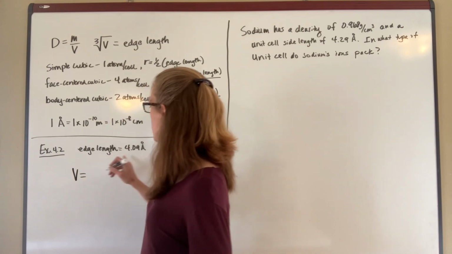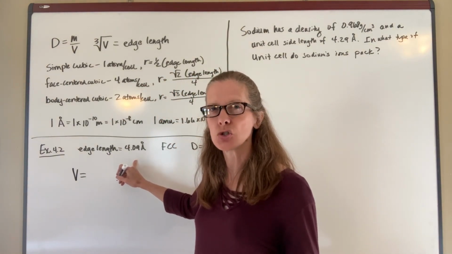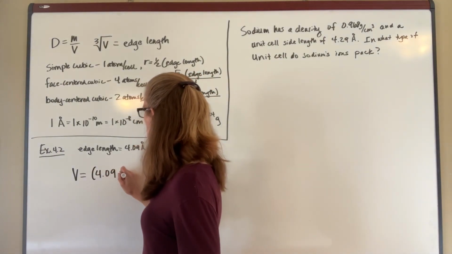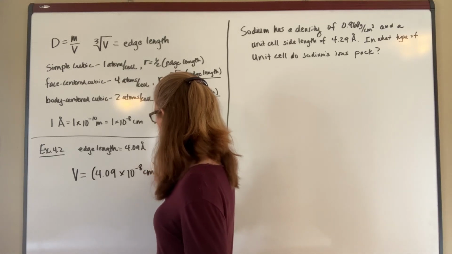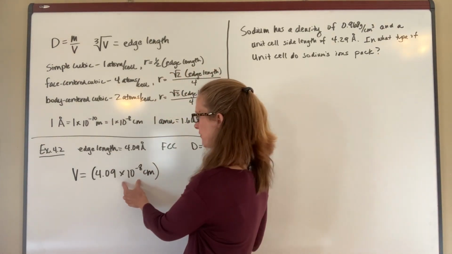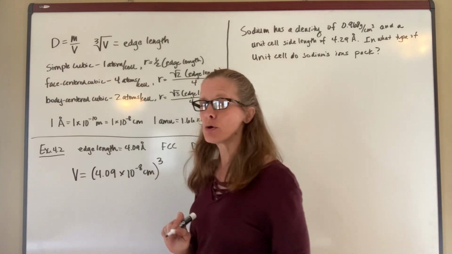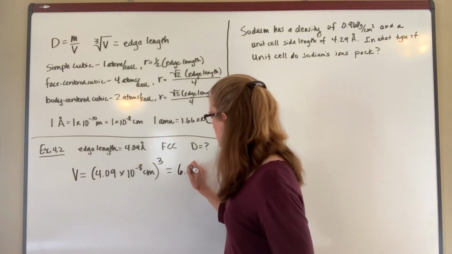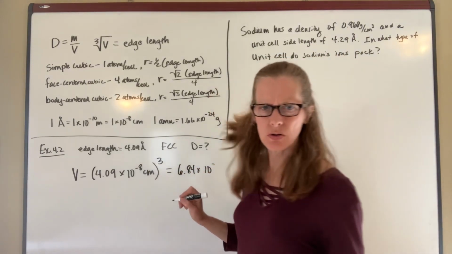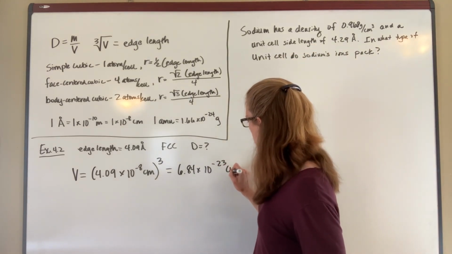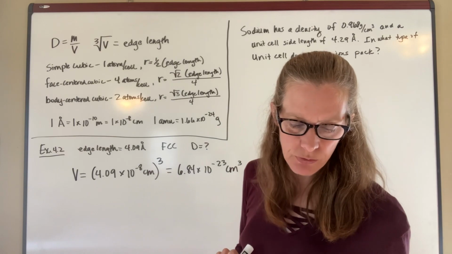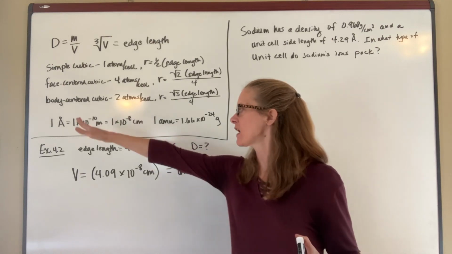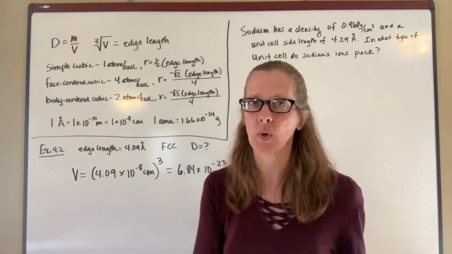So the volume, if I know the edge of the cell, all I'm going to have to do is cube it, and that will give me the volume. So that's going to be 4.09 times 10 to the minus 8 centimeters. All I have to do is add this piece on there to convert that. And then I'm going to cube that to give me the final volume. So the final volume is going to be 6.84 times 10 to the minus 23rd cubic centimeters. He went through a whole lot more rigmarole to get there, but the way I look at it, if you can convert angstroms directly to centimeters, it's a whole lot easier than what he did in the book.